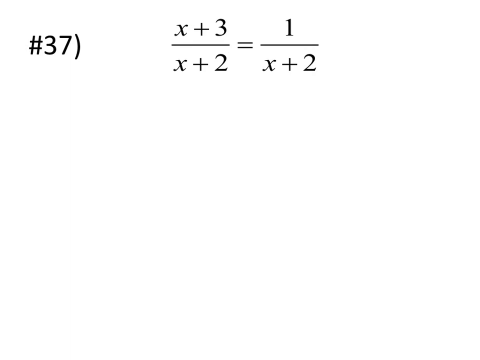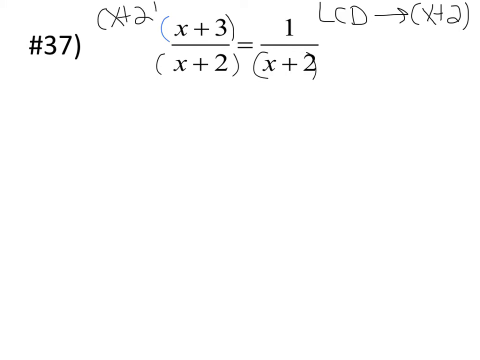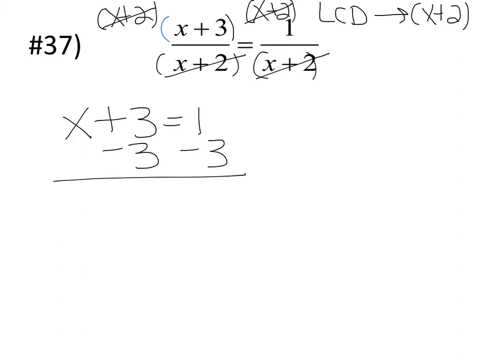Okay. Now this one does look like you could cross multiply. But if you cross multiply, you have to multiply these two together, which means you're going to have to FOIL or double distribute. And this one will actually be easier finding the LCD. Because you'll notice the LCD is x plus 2. And if I multiply x plus 2 times each piece, they just go away. So the LCD is actually easier in this case, and you end up with x plus 3 equals 1. Subtract 3 from both sides, and you get x equals negative 2.